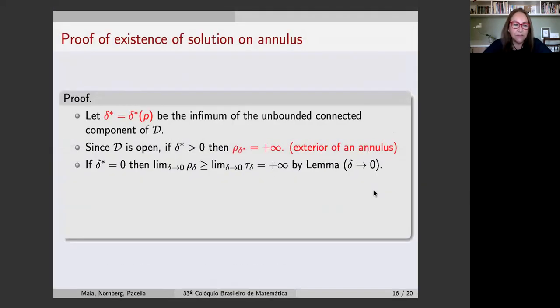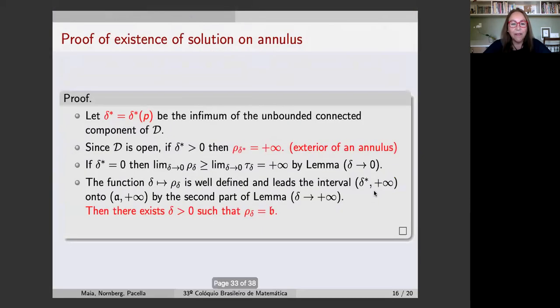If delta star is 0, then as delta goes to 0, this rho delta goes to plus infinity because it's pushed from below by the tau delta that goes to plus infinity. This is exactly the lemma that we proved when delta goes to 0. Then we have a function which associates shooting parameter delta with the radius rho delta. It's well defined and maps the interval delta star to plus infinity onto A to plus infinity.